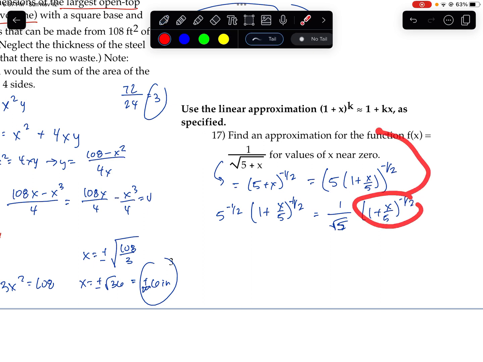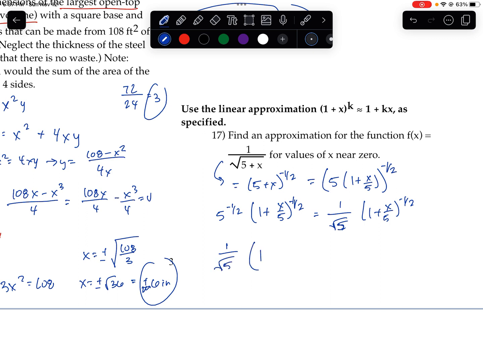So here, I have it matching right here. So now I'm just going to write this part in that linear approximation. This 1 over the square root of 5 is just going to be a constant times 1 plus k. In this case is going to be 1/5. K is the constant of the x. So 1 over 5x.